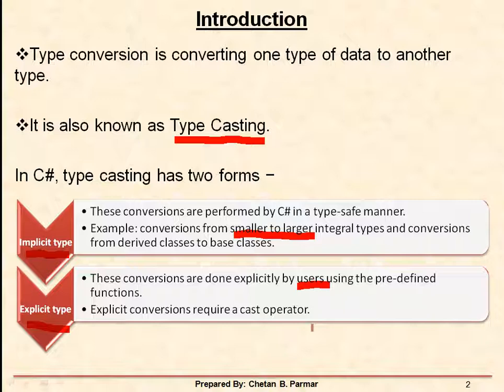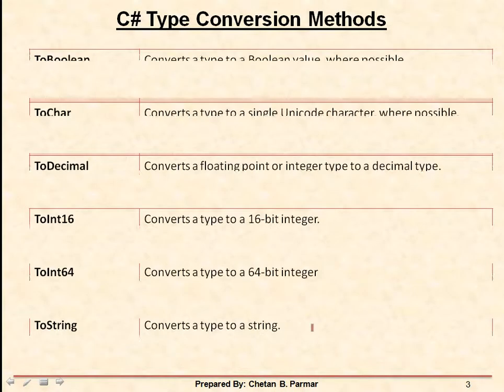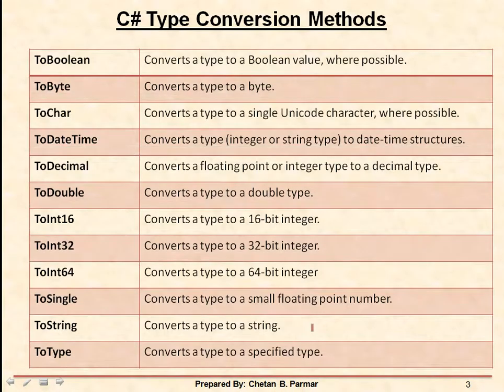Okay, so now let's see which types of functions are available in C# for converting. These are the C# type conversion function methods. These are just a few of the methods I have listed out. It's not all, but a few of the methods are available here. The first one is ToBoolean. This converts a type to a boolean type variable where possible. So ToBoolean means any type of variable will be converted into boolean type.